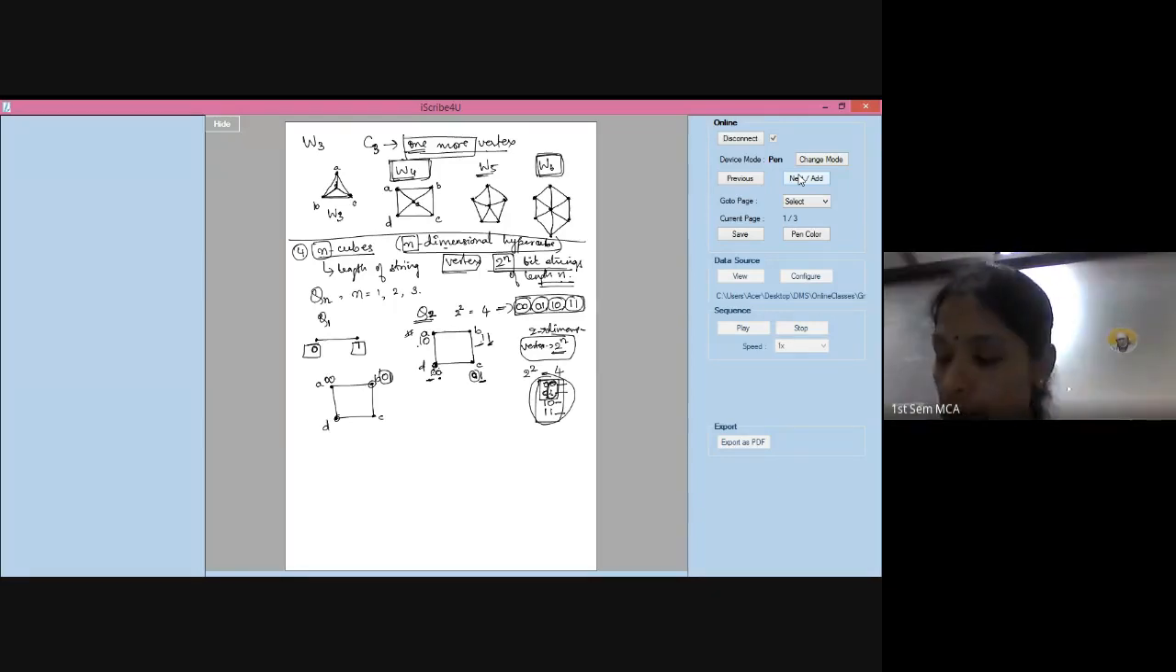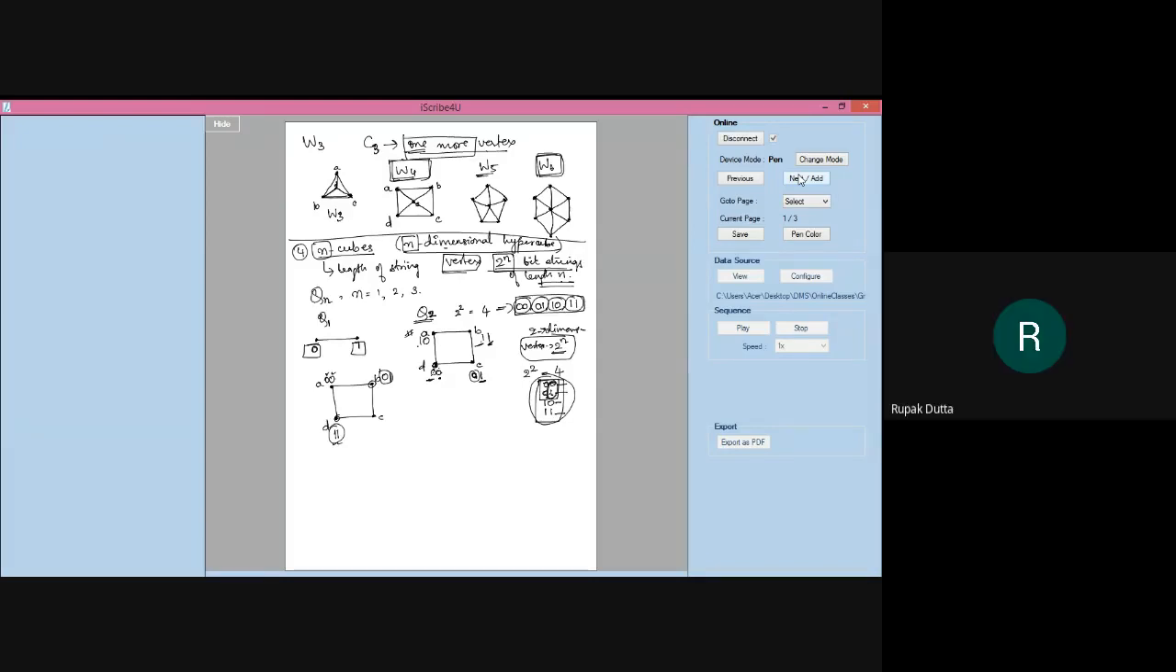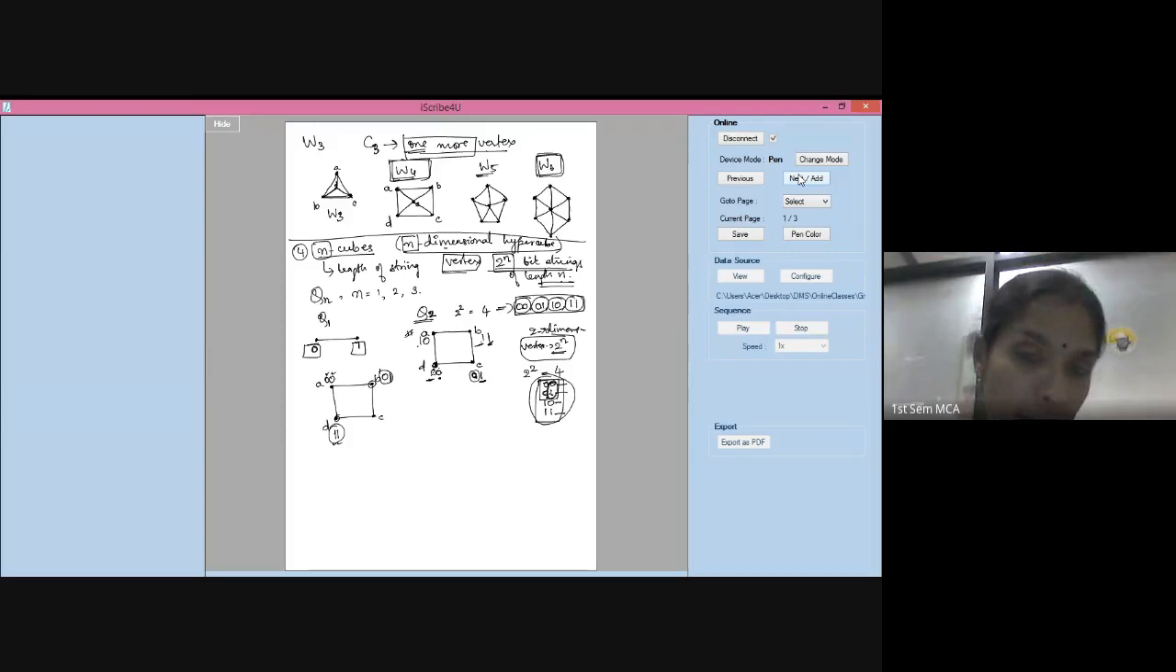Suppose D cannot take the value 1, 1 because both bit positions will change here. That is wrong. Are you understanding? Can B take the value 1, 0? Yes, it can take. There should be a change in 1 bit position. That's all. You can place 1, 0 in B. That is also fine. You can place 0, 1 in A. That is also fine. But you cannot place 1, 1 either at B or at D because both B and D are adjacent.